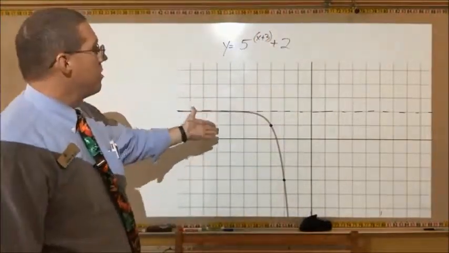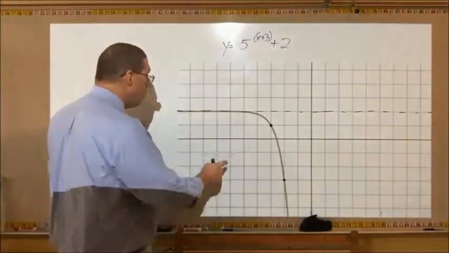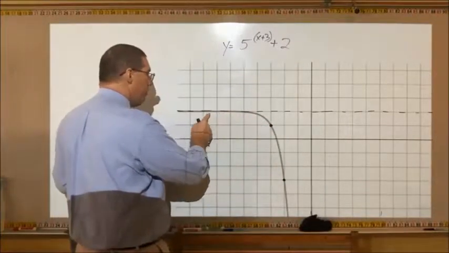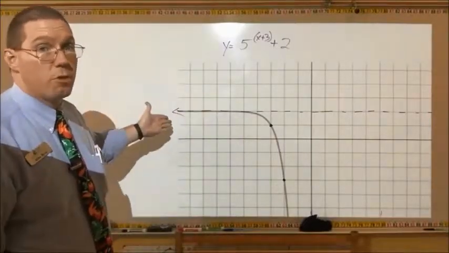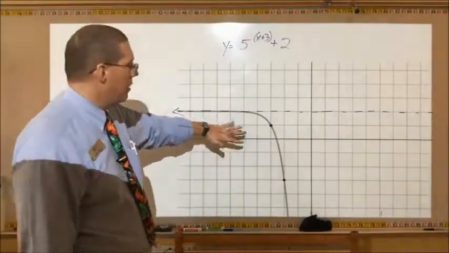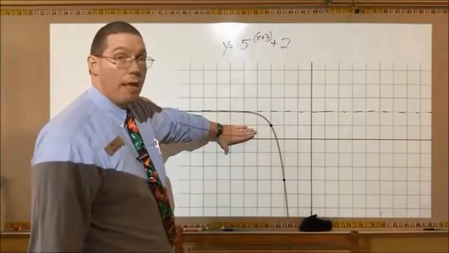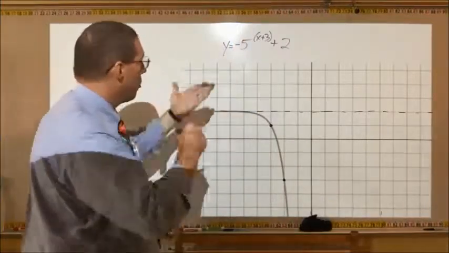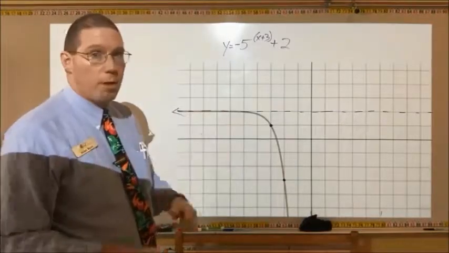Lastly, is this graph backwards? Well, it is not backwards because normally the graph of an exponential function follows the asymptote to the left, and it is following the asymptote to the left. So it's not backwards. But is it upside down? Yes, because normally an exponential function is above the asymptote, and this one is below the asymptote. Therefore, it's upside down, and we're going to put a negative in front of the 5. So our function is negative 5 to the power of x plus 3, plus 2.